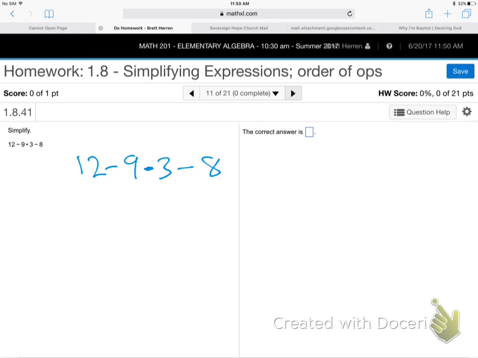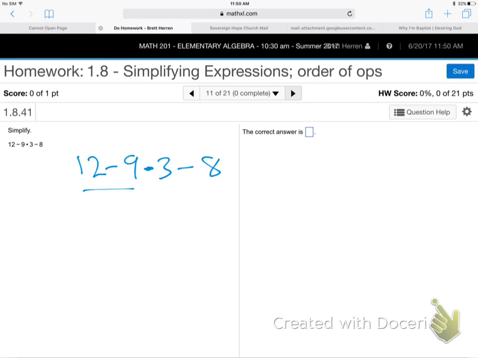Okay, so can I go 12 minus 9 is 3? No. No, because adding, subtracting is last, right? That's just the main thing about order of operations. You don't need the whole PEMDAS thing. Just remember, adding, subtracting is last. If you just remember that, you'll be good. That's really the only thing that fools people, is they add, subtract too soon.